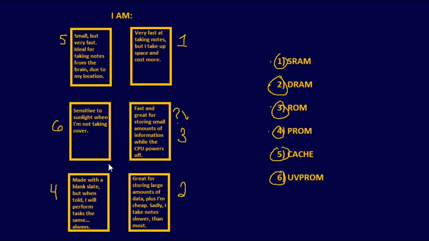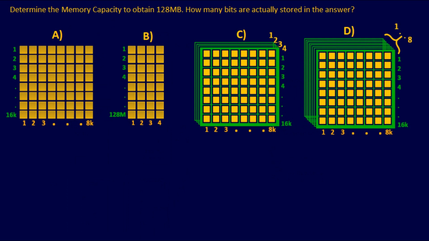So this example is just to get our feet wet with the different types of memory devices. This is relatively simple, but it's to get you familiarized with what they're used for, as well as just little facts. All right, let's go to the next one. For our next example, we're going to step it up a little bit. We're going to determine the memory capacity to obtain 128 megabytes, and we want to know how many bits are actually stored in that answer.